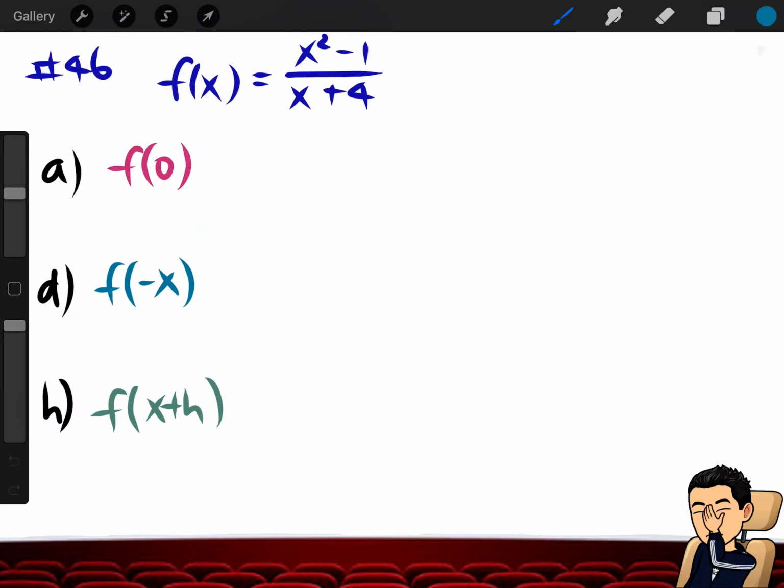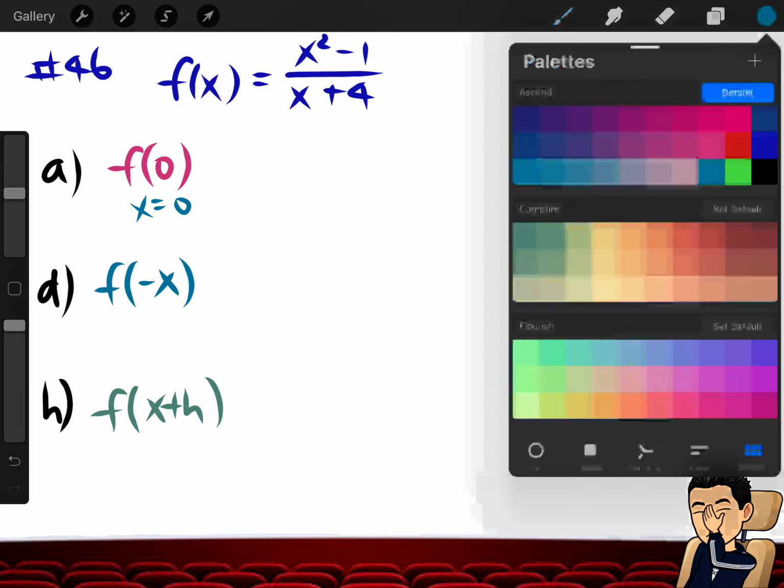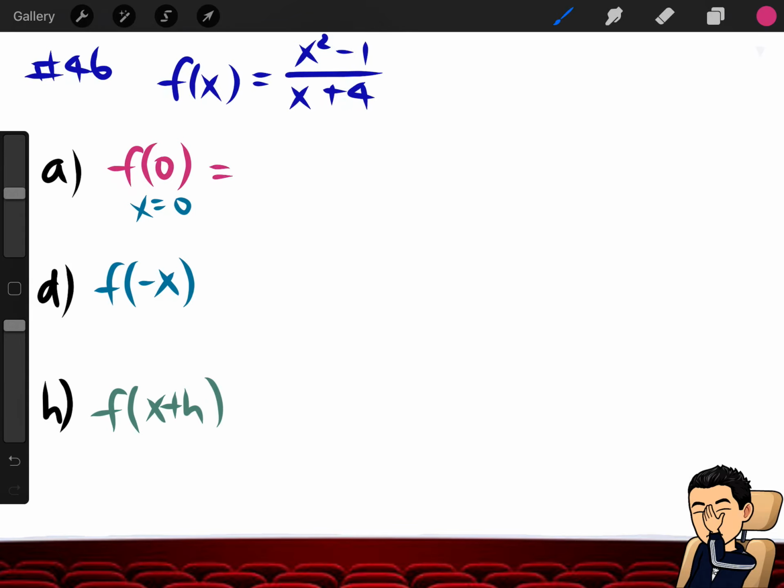Now, we're gonna be talking about the function where we're substituting 0. Look at this. This is f of x, right? Now I'm asking you guys to solve for f of 0. What you're gonna do is understand that this is basically telling you to sub 0 into x. So let's get started with this one. 0 squared minus 1 over 0 plus 4. So that's gonna be negative 1 over 4.